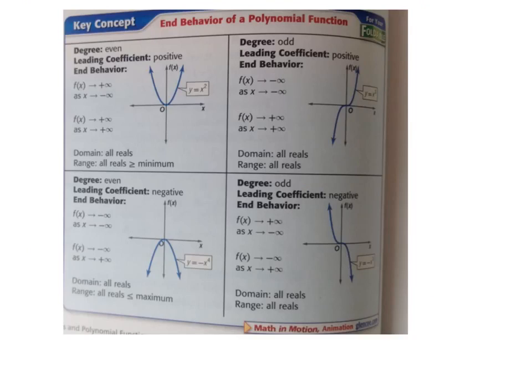This is the key concept box of end behavior of a polynomial. What they want you to realize is that end behavior means literally what is happening at the ends of the parabola. If you have an even degreed function, it comes from above and it returns to above. If it starts up, it ends up. Same thing down here. If it starts down, it ends down, just like the parabola, because it's even.